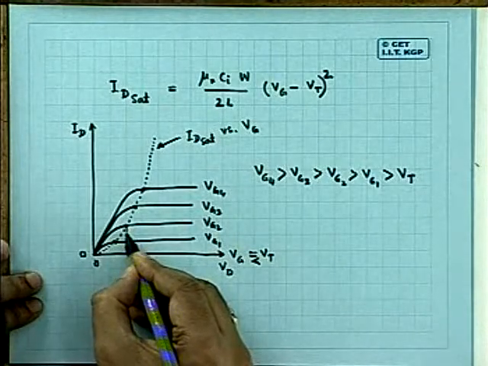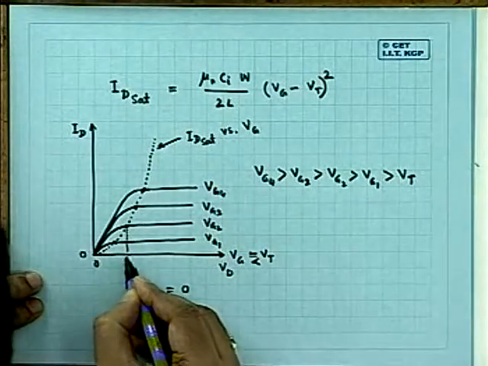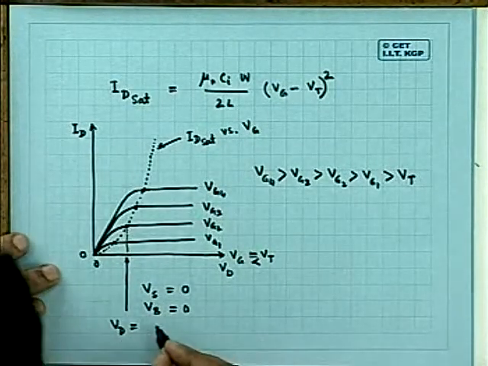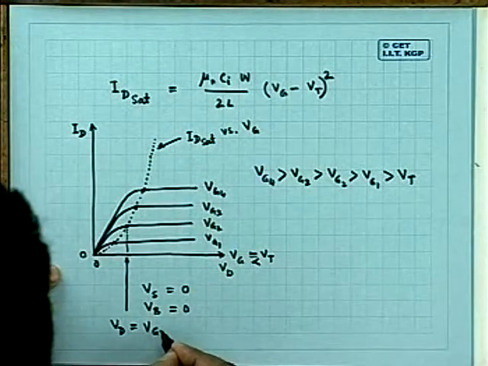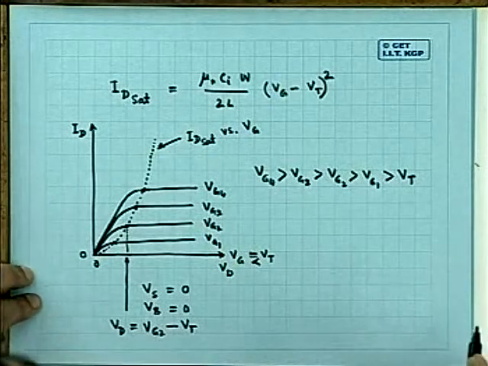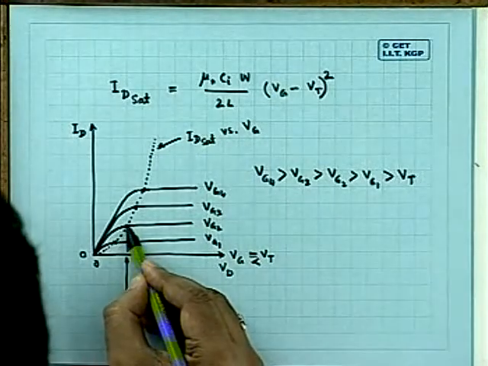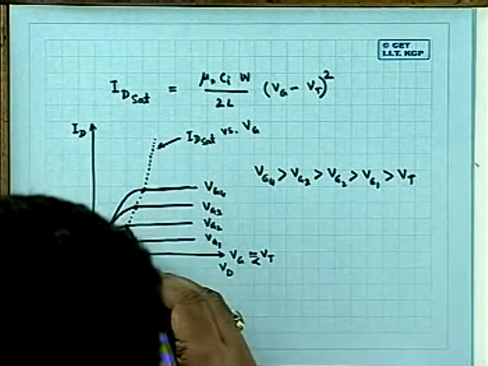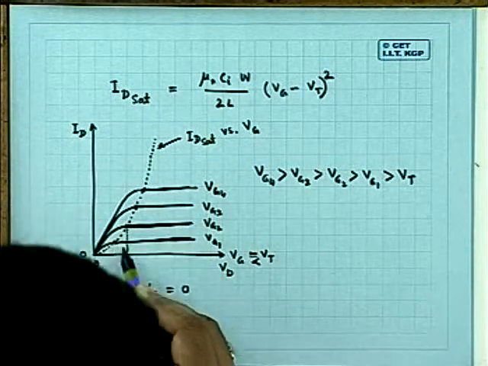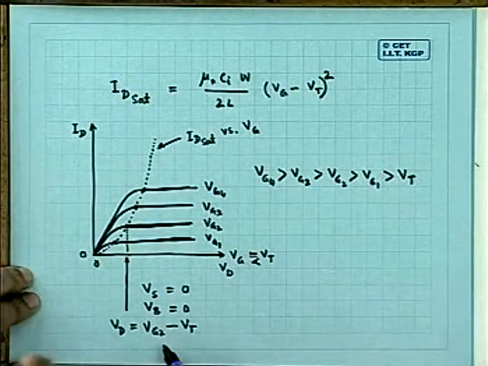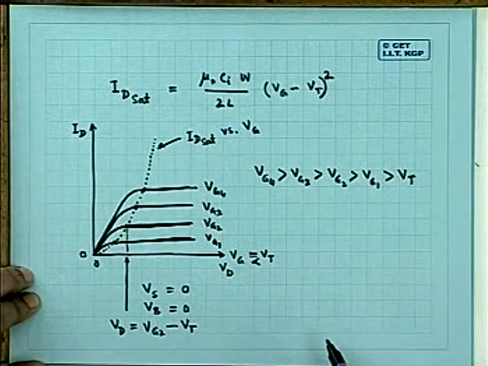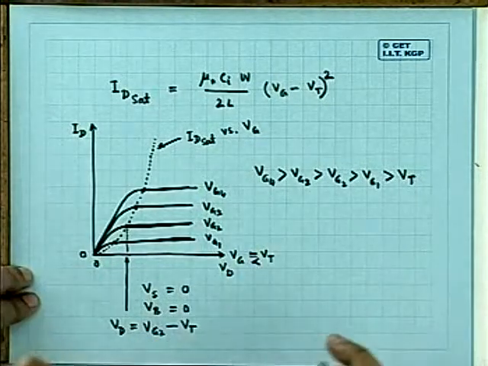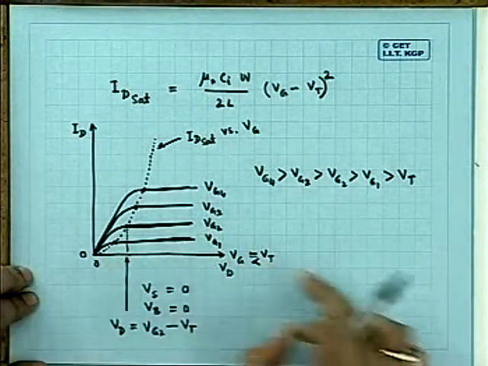For example, here, for this particular case, the value of VD is equal to how much? VG2 minus VT. So at every such point from which the saturation starts, to the right, we have the saturation region. At every point, VD is equal to the corresponding VG minus VT. And that is what is known as the drain-induced pinch-off point. Beyond this, we find the current is practically horizontal.